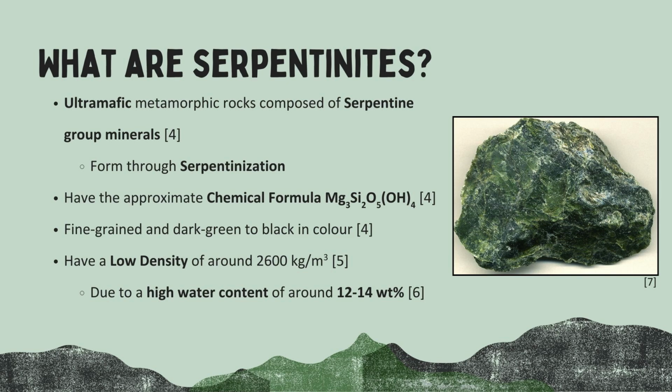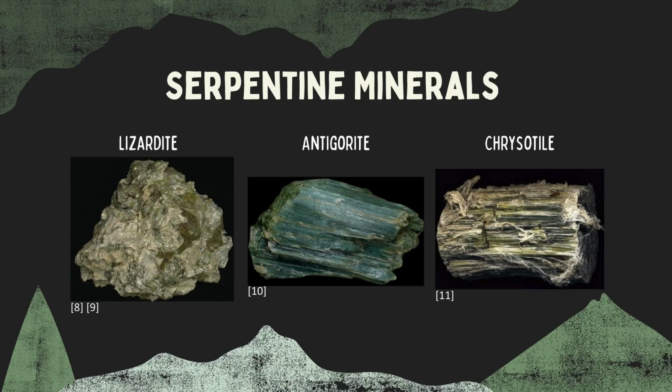Serpentinite rocks are typically fine-grained and dark green to black in color, and they often exhibit a mottled appearance. Due to the undergoing of serpentinization, these rocks tend to have a lower density than their protolith, peridotite, with a density of around 2,600 kilograms per meter cubed. This low density is resultant from serpentinite's high water content, with water accounting for around 12 to 14% of its total weight.